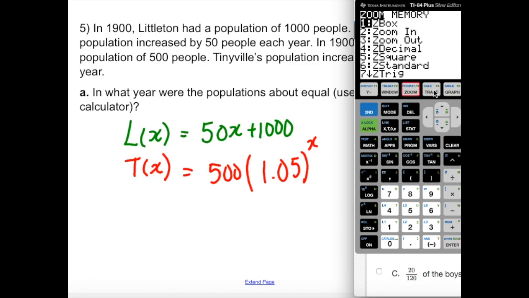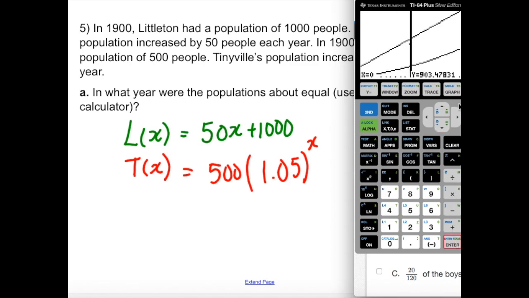So what we need to do is probably zoom out. So zoom and then number 3, zoom out. And then I'm going to move with my arrow to a place where I think they might intersect, and it'll zoom out there. So press enter and I get two intersections. First, I'm going to show you what not to do, but let's find the intersections.